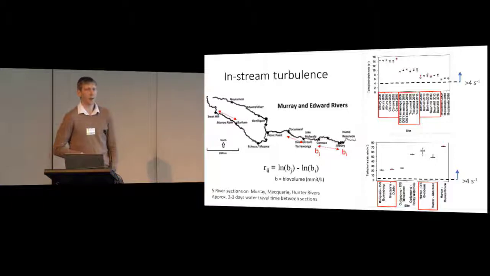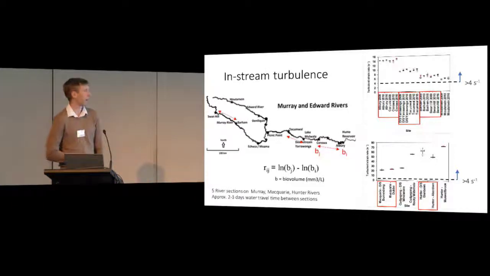Okay, so how do we compare the turbulence with different parts of the algae biovolume? So Yoshi did this analysis. We've just taken 3 stretches of the Murray River and 2 stretches of the Macquarie and Hunter rivers. And so this gives us sections along most parts of the Murray. These are the sections not interrupted by lakes or weir pools, and a similar story for those other river systems.